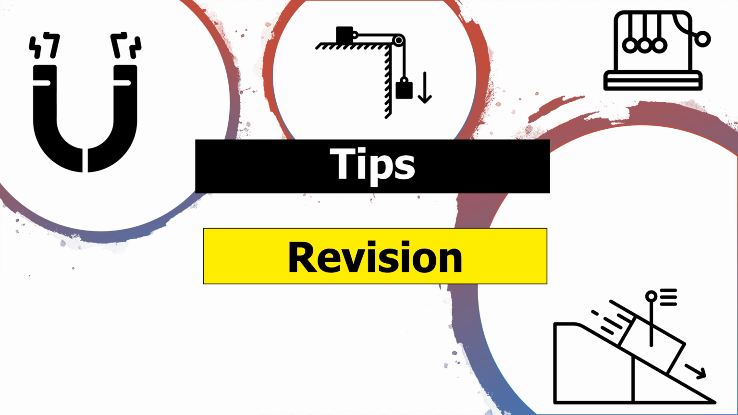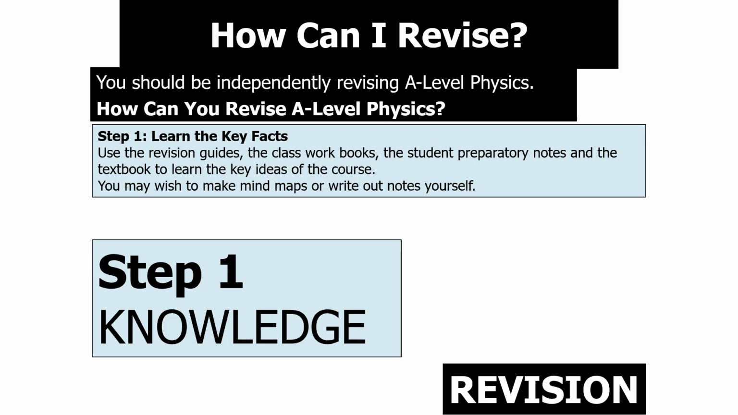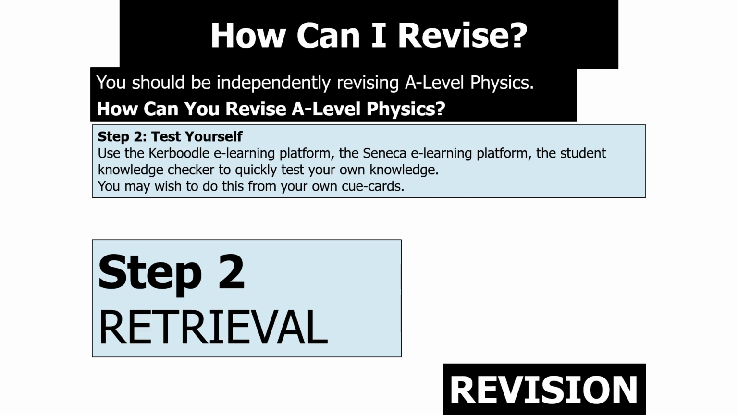So how should you be revising for AQA A-Level Physics? Well, the first step is to look at the knowledge, learn the key facts, use your Vision Guides class workbook, student prep notes and a textbook to learn the key ideas of the course. You may wish to make mind maps or write out notes yourself. The second step is to test yourself. Use things like Caboodle, Seneca, the Student Knowledge Checker to quickly test your own knowledge, and you may wish to do this from your own cue cards.